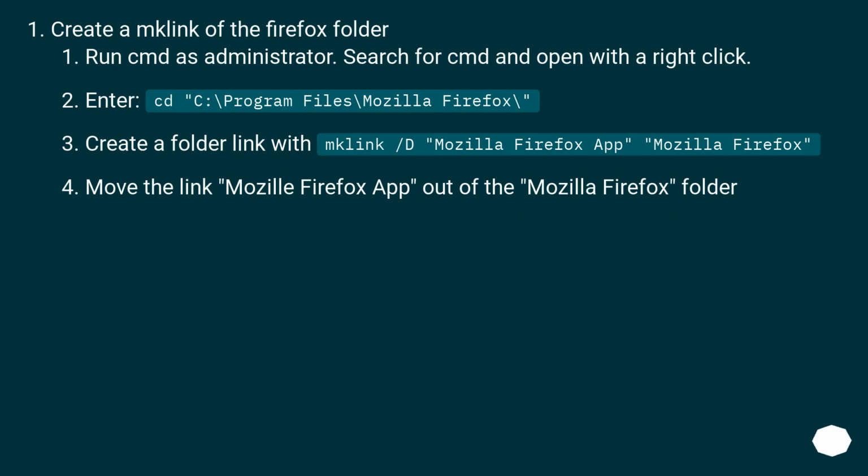Create a link of the Firefox folder. Run CMD as administrator. Search for CMD and open with a right click. Enter cd /d C:/Program Files/Mozilla Firefox/. Create a folder link with mklink /d "Mozilla Firefox App" "Mozilla Firefox". Move the link Mozilla Firefox App out of the Mozilla Firefox folder.